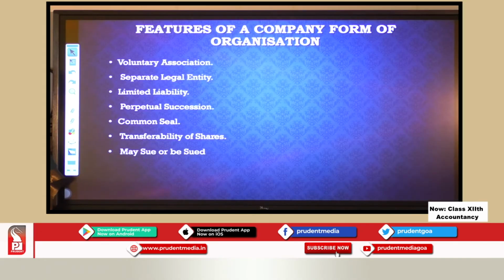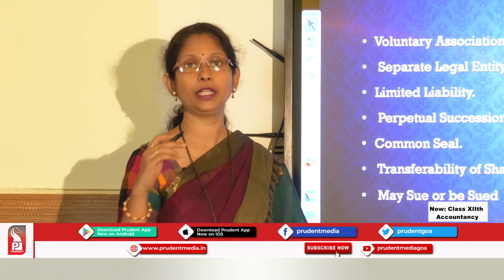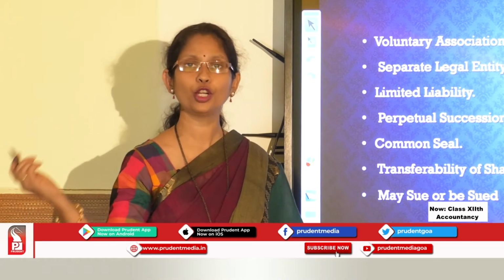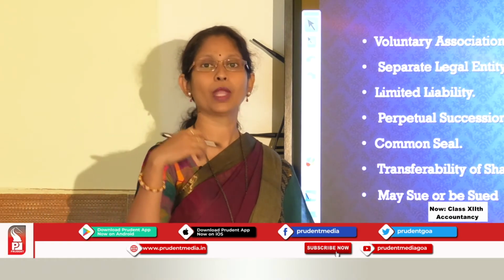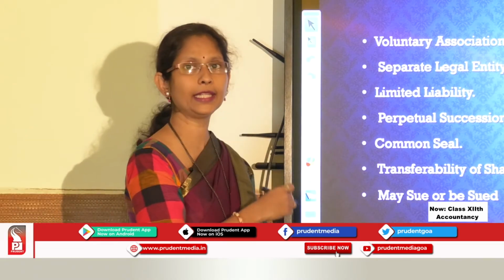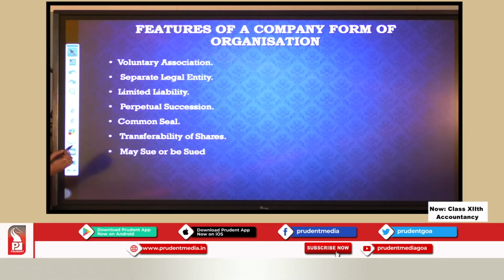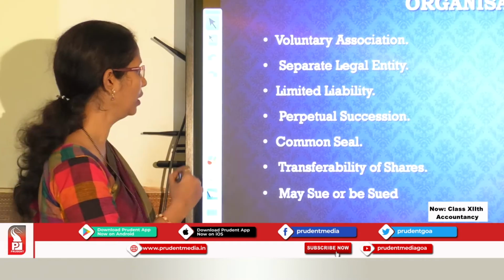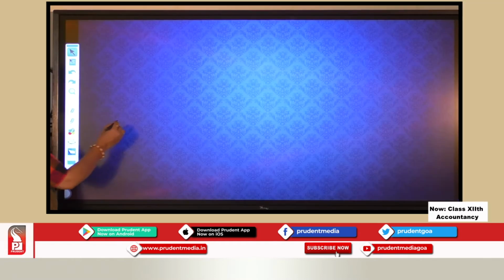May sue or be sued. That means it is a legal person. Now if anybody does anything wrong to it, it can take that other person to the court. At the same time, another person, like maybe some shareholders or maybe some third party, can take the company to the court. Okay. So these were the features of the company form of organization. Now let us move to the next.